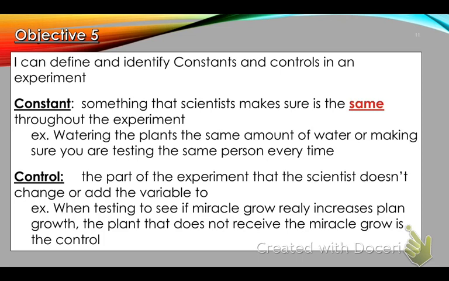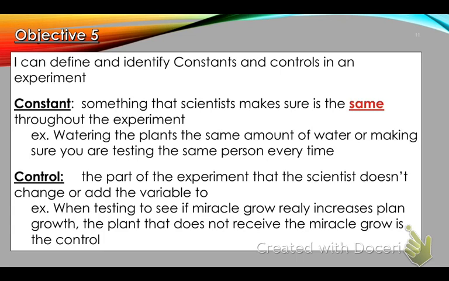Okay? Then you have the control portion of the experiment. This is the part of the experiment that the scientist doesn't change or add the variable to. When you're testing to see if a Miracle-Gro can really increase plant growth, the plant that does not receive the Miracle-Gro is the control. So the control variable is a variable that could change, but the experimenter intentionally keeps it constant in order to more clearly isolate the relationship between the independent variable and the dependent variable. So that's very important to understand the difference between the 2.